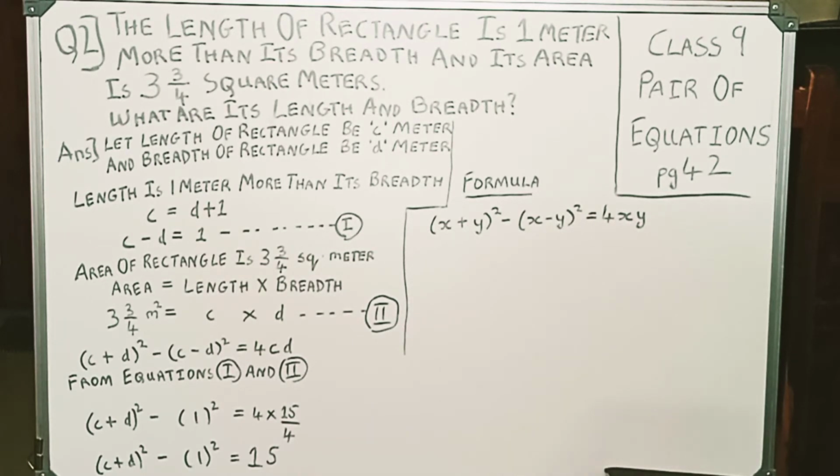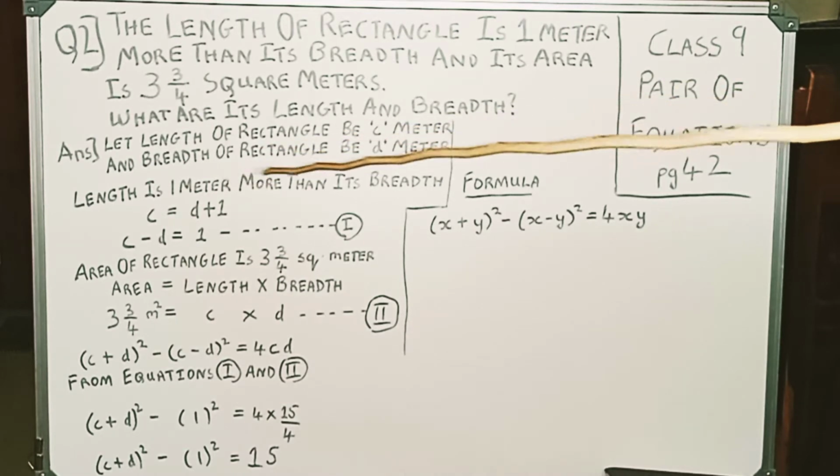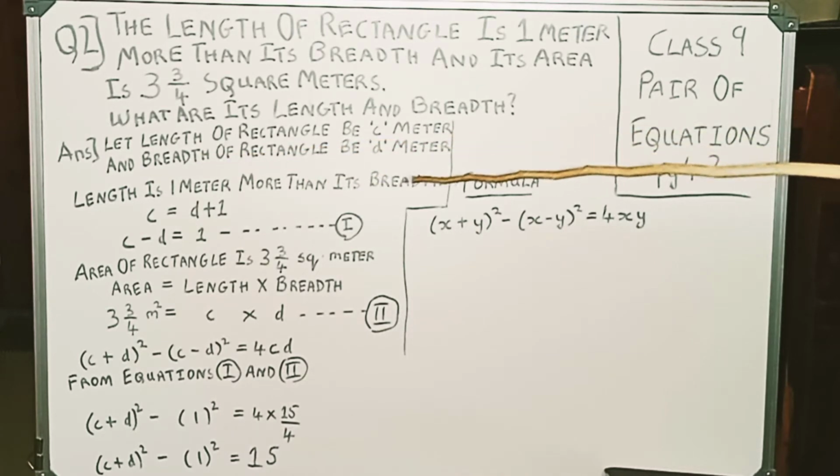Its area is 3/4 square meters. What are the rectangle's length and breadth? So let the length of the rectangle be c meter and the breadth of the rectangle be d meter.